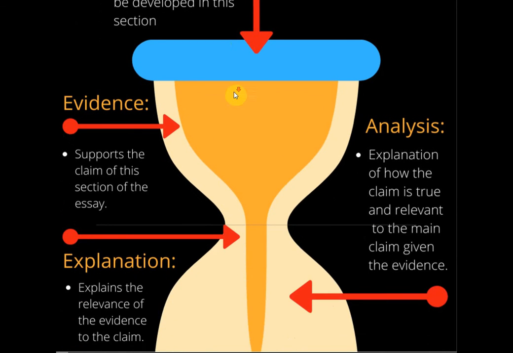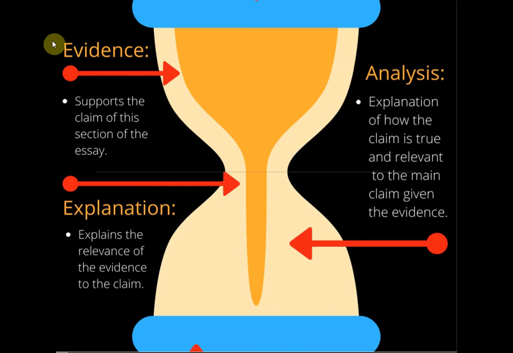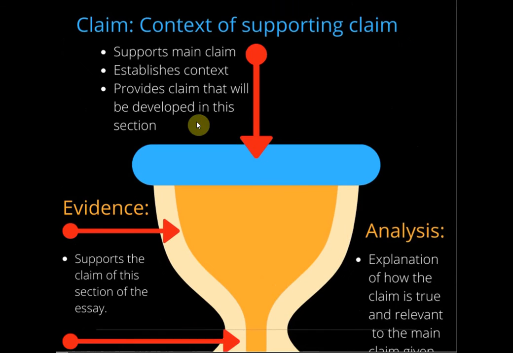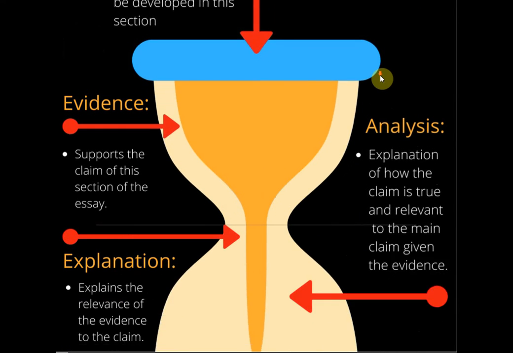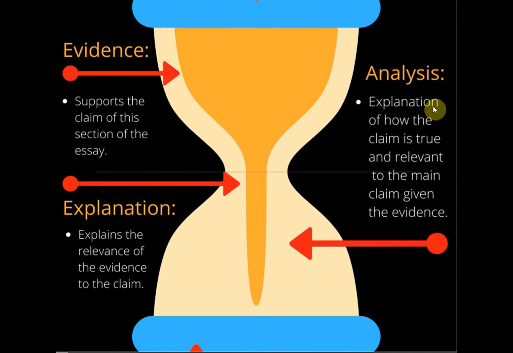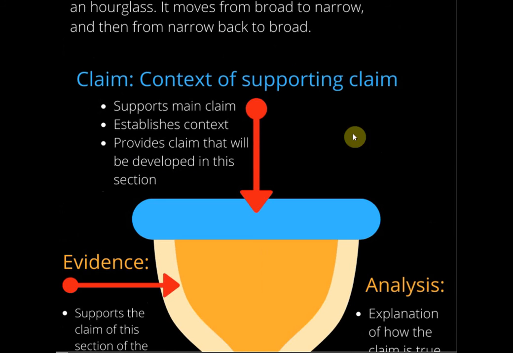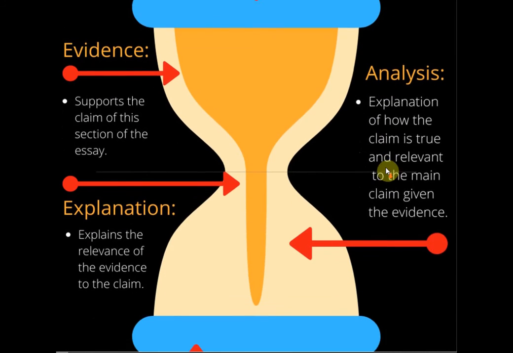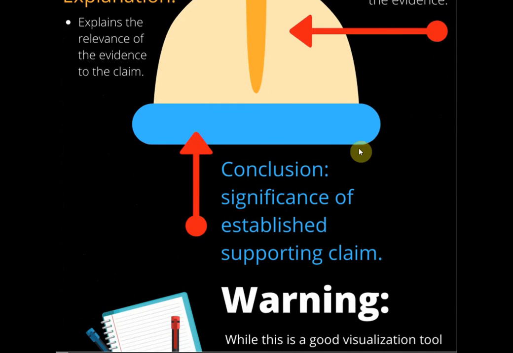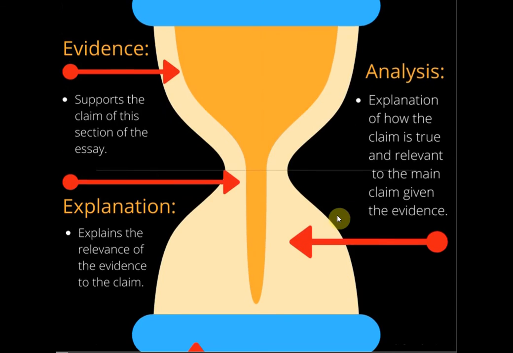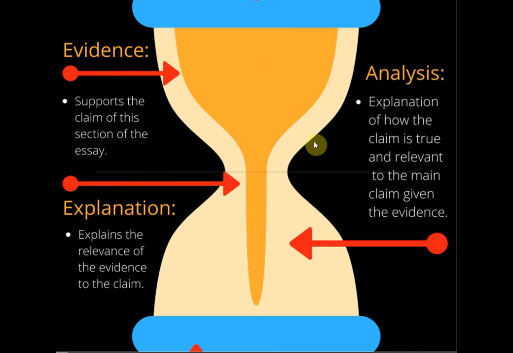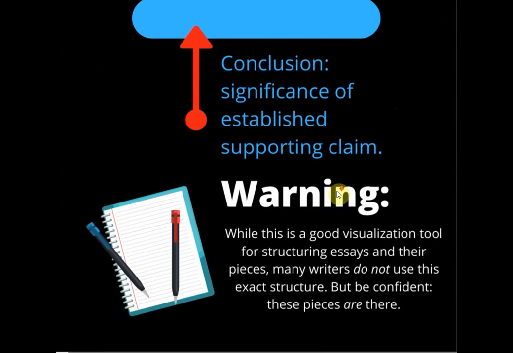As I move down through the section from broad to more narrow, I'm going to give you evidence that supports the claim in this section. I'm going to explain the relevance of the evidence to the claim in this section, and I'm going to give you a reason why that evidence and why that explanation is relevant to proving my overall claim as well. So as you can see, we can even use this structure, this hourglass structure, to describe body sections of the essay. Now, I do want to give one warning.